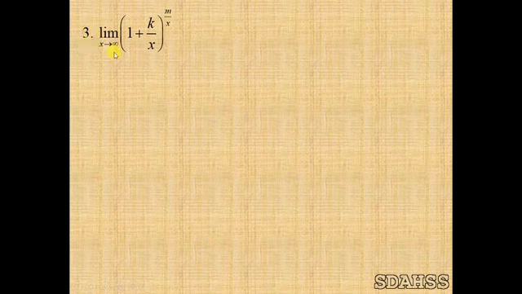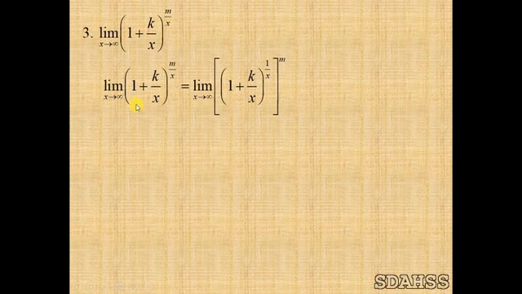Third sum. Limit x tends to infinity 1 plus k by x whole power m by x. This can be written as 1 plus k by x whole power 1 by x, whole power m. Now you substitute x is equal to infinity. Then you have 1 plus k by infinity. K by infinity is 0. So 1 plus 0, whole power 1 by infinity, which is 0, whole power m. So 1 plus 0 is 1. 1 power 0, any number power 0 is 1. So 1 power m is 1.